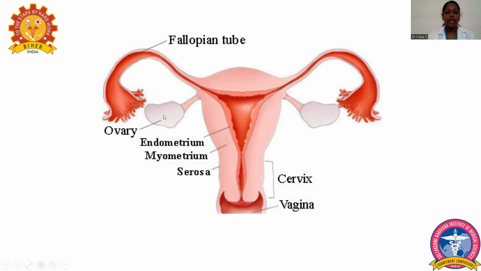Here you can see the paired ovary, the female gonads, which contribute the ovum, or what they call an egg. It produces the egg. This is called the fallopian tube or uterine tube, which carries the oviduct from the ovary to the uterus. The end part of the uterus consists of the cervix, and the passage is called the vagina, the female reproductive external passage.